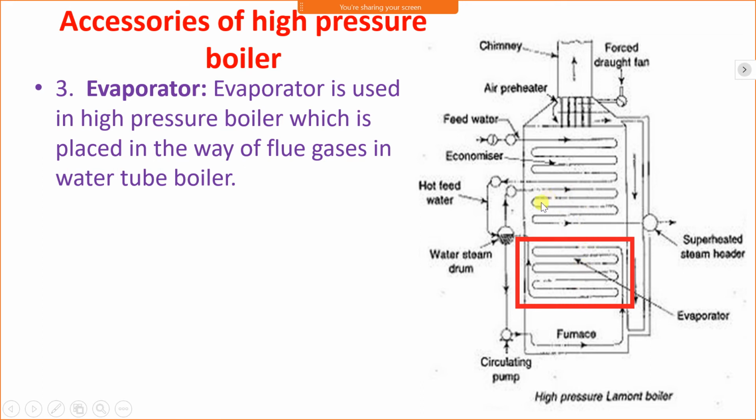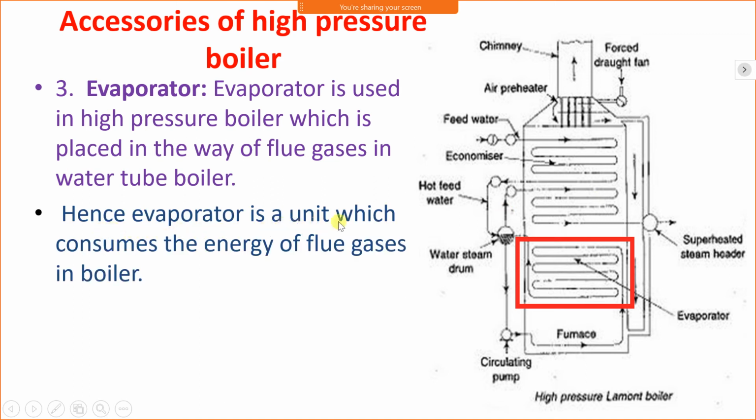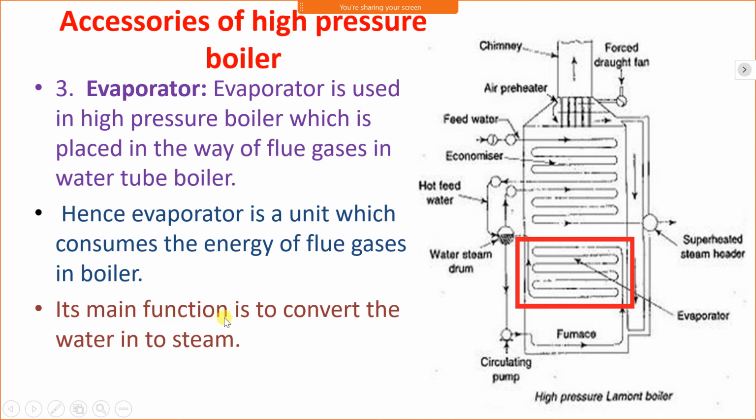In most cases, the superheater is placed before the evaporator so that the steam can be superheated to a very high temperature. Hence, the evaporator is a unit which consumes the energy of the flue gases in the boiler. Its main function is to convert water into steam. Now, what is meant by evaporate? Evaporate means to convert into vapor. The evaporator converts liquid into vapor, that is, it evaporates the water. Therefore, it is called an evaporator.